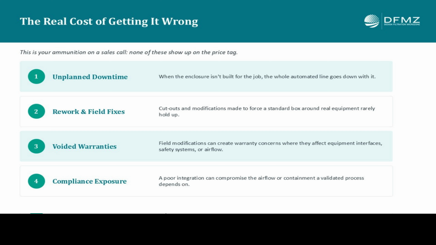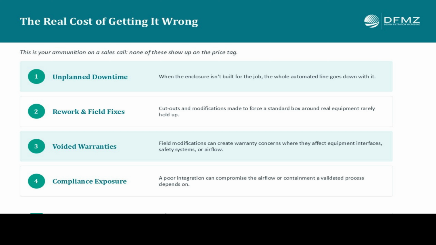Then there's rework and field fixes, the cutouts and modifications made to force a standard box around real equipment almost never hold up long term, so someone ends up doing the job twice. Voided warranties tend to be the one that surprises people. Field modifications can create warranty concerns, particularly when they affect the equipment interface, safety systems, airflow, or the manufacturer's specified installation, and that can involve equipment worth far more than the enclosure itself.